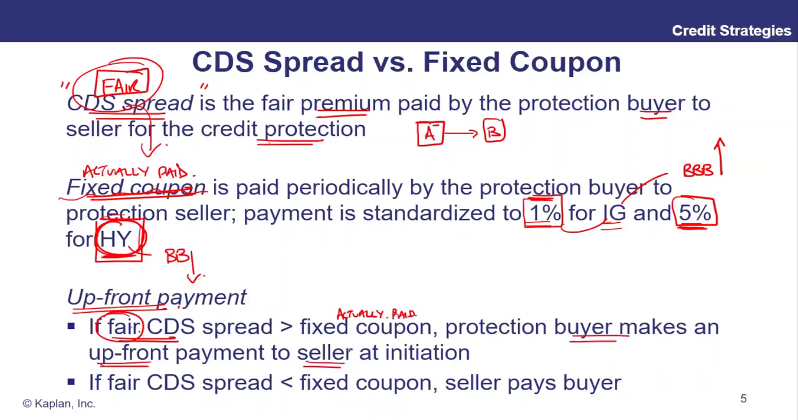Remember, the fixed coupon is either 1 or 5. Let's say we've got an investment grade name and actually the fair CDS spread is 1.5%. Well, 1.5% is greater than 1%. The protection buyer needs to make an extra payment, a one-off extra payment up front to the protection seller at initiation of the contract. Similarly, if the fair CDS spread for the name is less than the fixed coupon that's actually paid, the seller pays over a payment to the buyer.